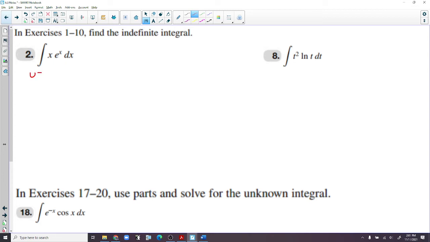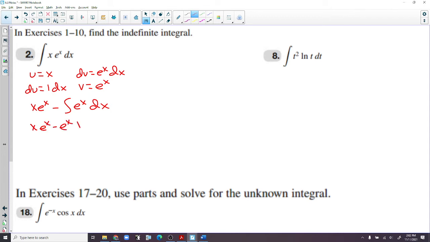So we got what? u equals x. du equals 1 dx. dv is e to the x dx. And v is, well, e to the x. x e to the x minus integral of e to the x dx. So I get x e to the x minus e to the x plus c.